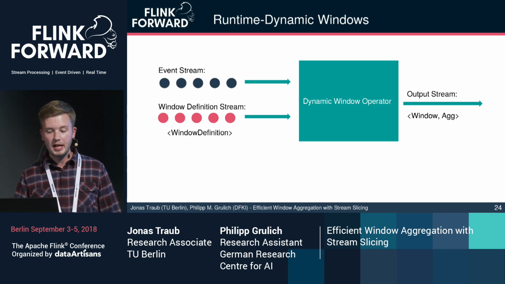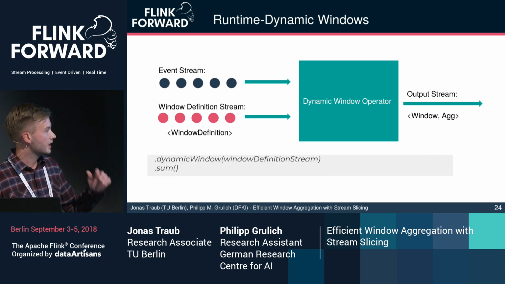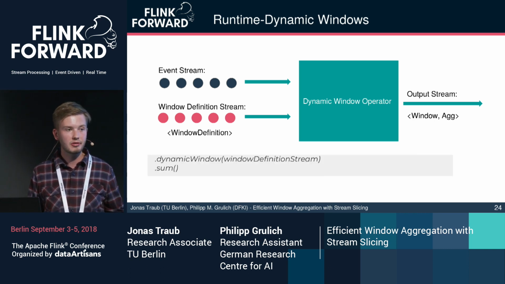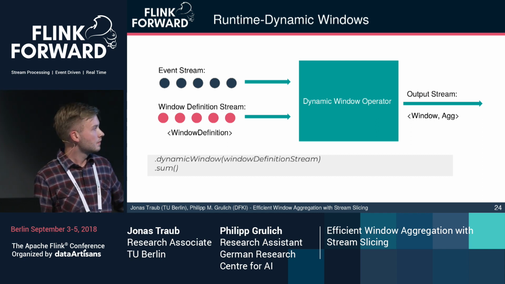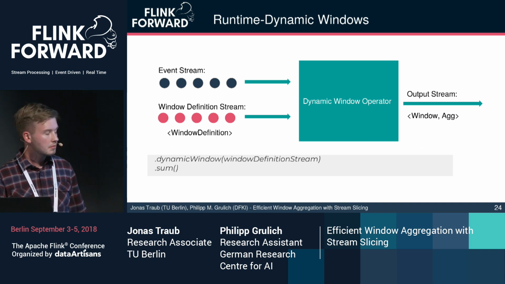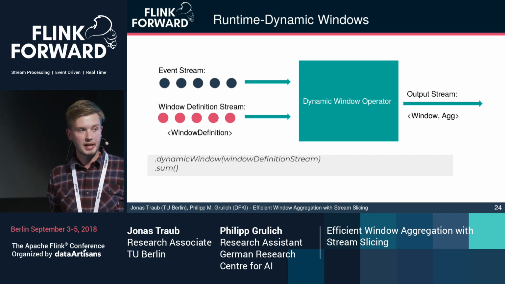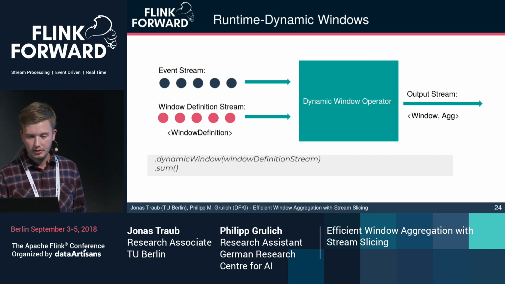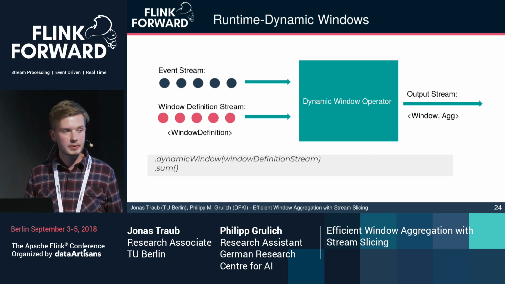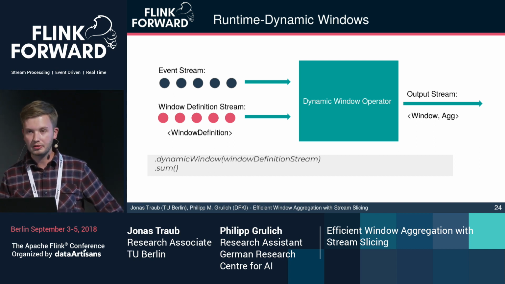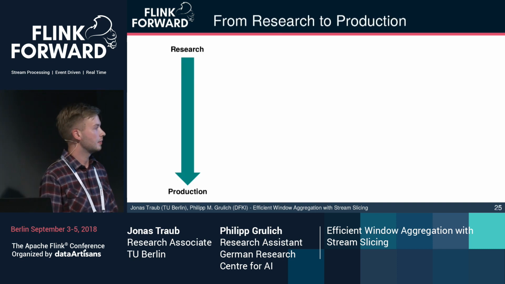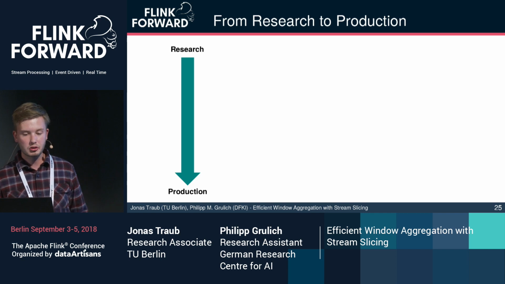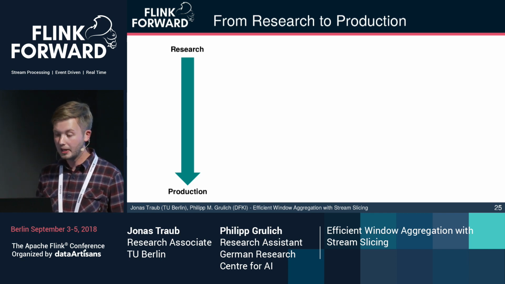And for the API, it could, for example, look like the following, really similar to a CoFlatMap operator, where we have a dynamic window and the window definition stream, and then some kind of aggregation function. So this is just another feature we can enable with the Scotty technique. However, this is just a research prototype. And as you know, from research to production is always a hard way.